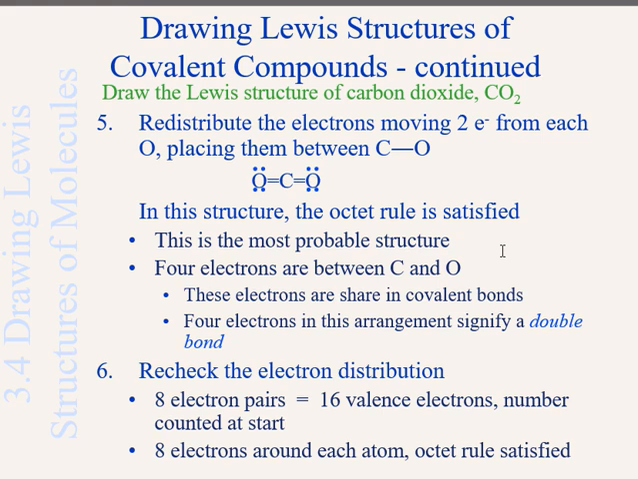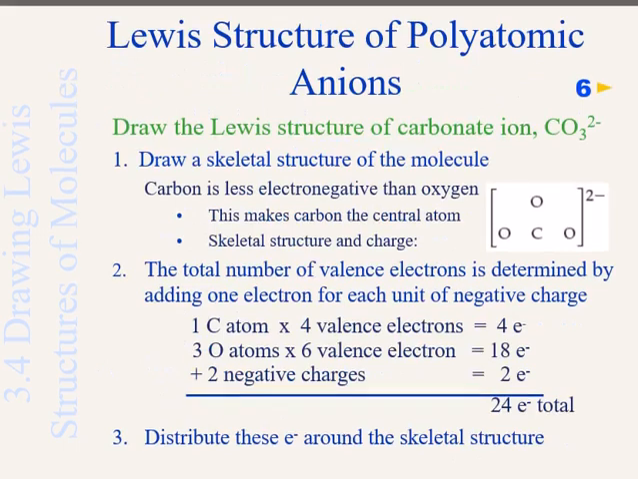And did we use up all the 16? We not only need to not go above 16, but we also need to use all the 16 up. So 1, 2, 3, 4, 5, 6, 7, 8, and 8 coming from the central carbon. That's 8 plus 8, 16. And that's how we draw the Lewis structure of covalent compounds. And here was a very neat example of carbon dioxide.